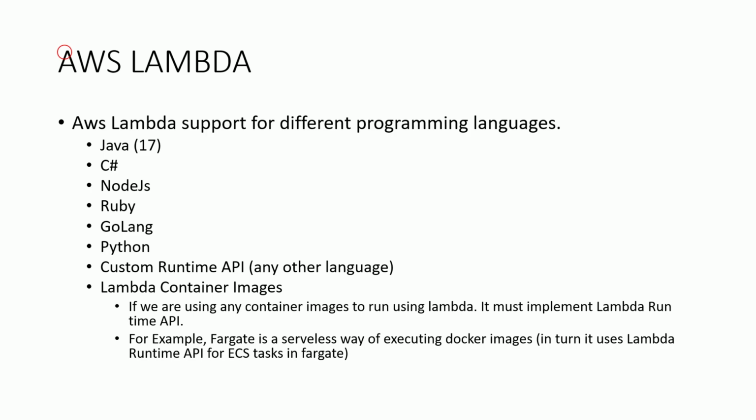So if you are using any container images to run Lambda, that Lambda must implement the custom runtime API. For example, this Fargate. Fargate is a serverless way of executing Docker images. So it in turn uses this Lambda runtime API to run those Docker images in the Lambda function.